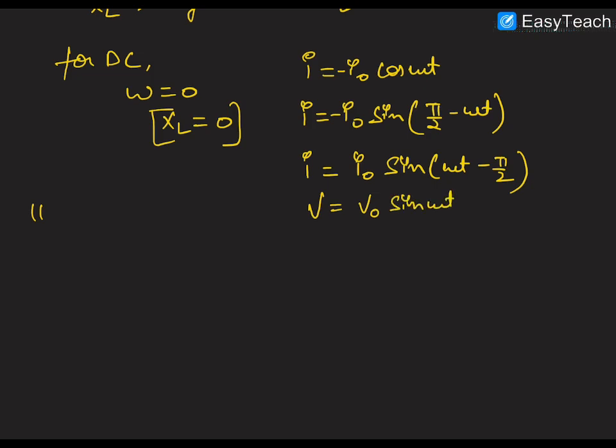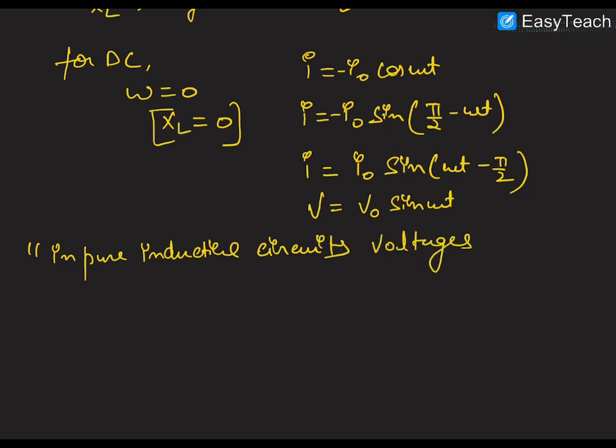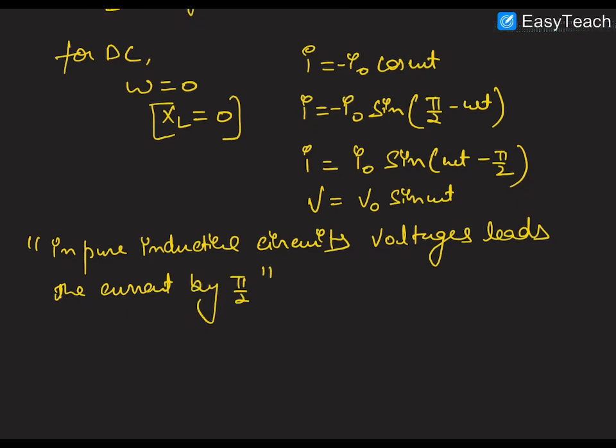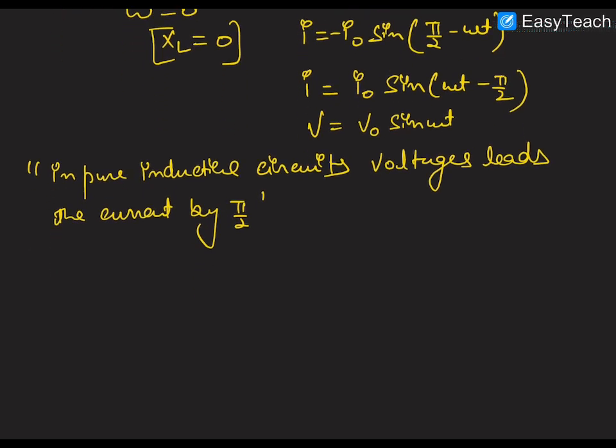So we can definitely say that in pure inductive circuits, voltage leads the current by pi by 2. Voltage leads the current by a phase of pi by 2.